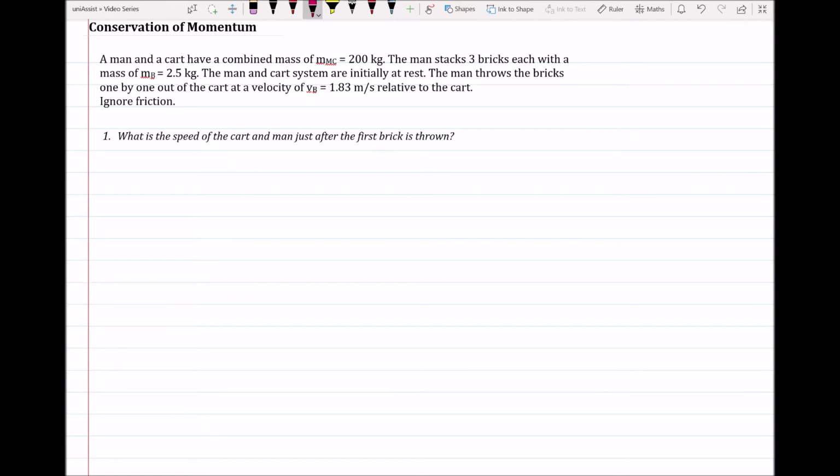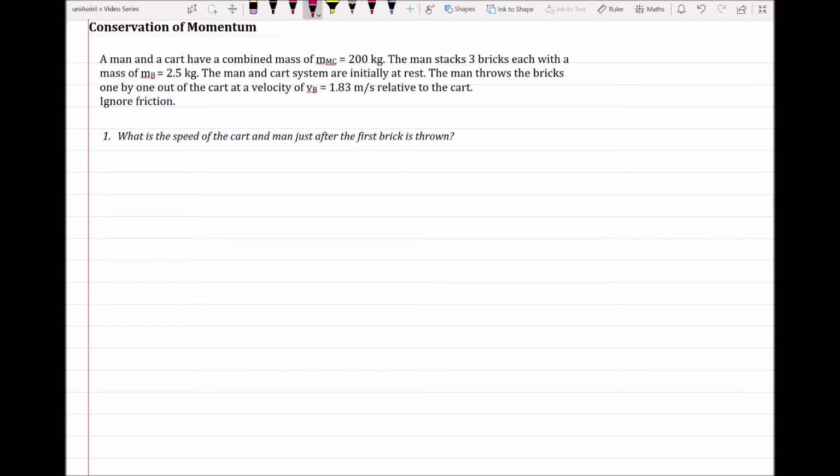So our question here is, a man and a cart have a combined mass of mmc, what we're calling mmc, of 200 kilos. The man stacks 3 bricks, each with a mass of 2.5 kilos. The man and the cart system are initially at rest. The man throws the bricks one by one out of the cart at a velocity of v equal to 1.83 meters per second relative to the cart, and we are ignoring friction. So first question is, what is the speed of the cart and man just after the first brick is thrown?